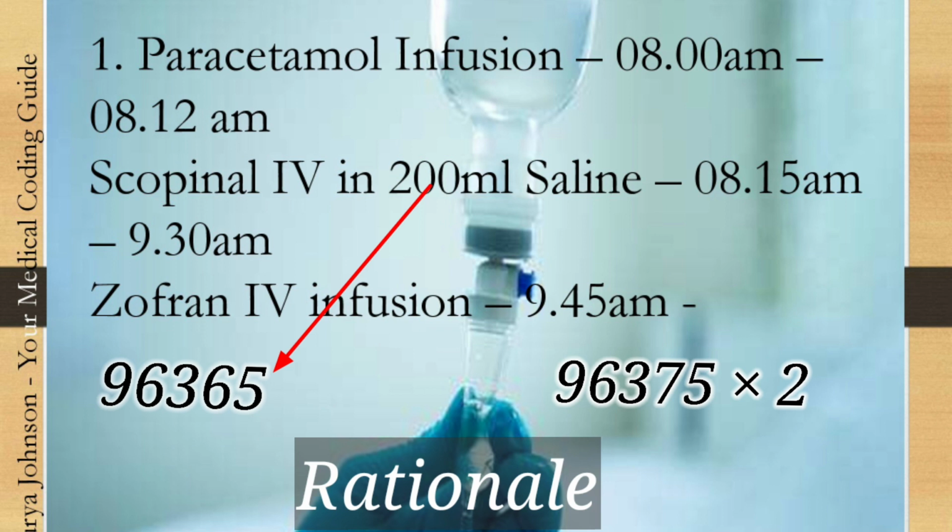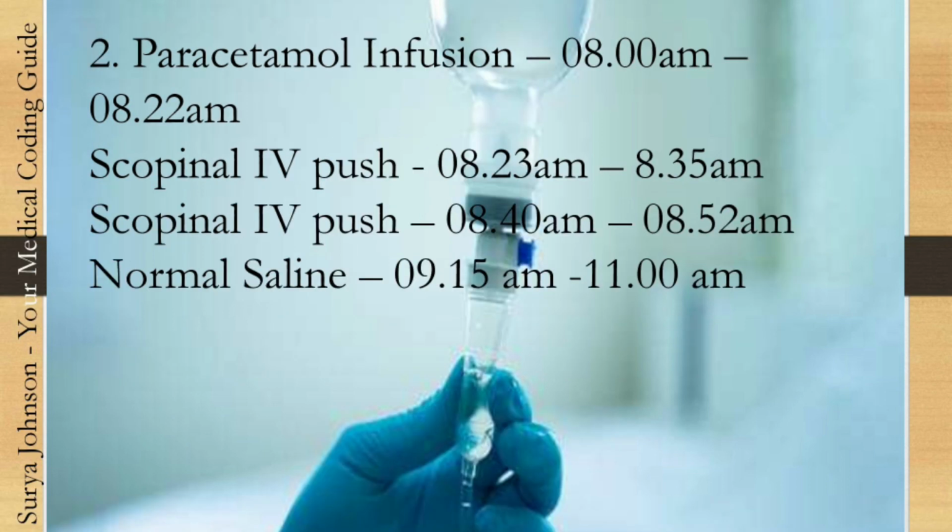We have paracetamol infusion from 8 a.m. to 8:12 a.m. but it is less than 16 minutes, so we should consider this as an IV push. So it is 96375. There's a Zofran IV infusion from 9:45 a.m. but there is no end time, so we should consider this as well as an IV push. So there is 96375 into 2. So we'll see the next example.